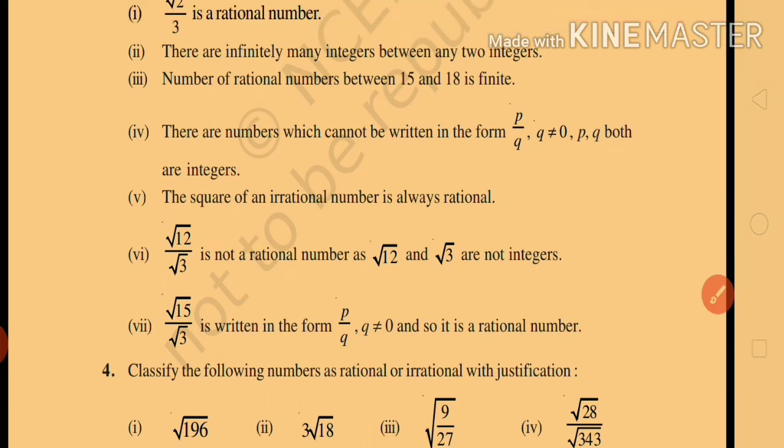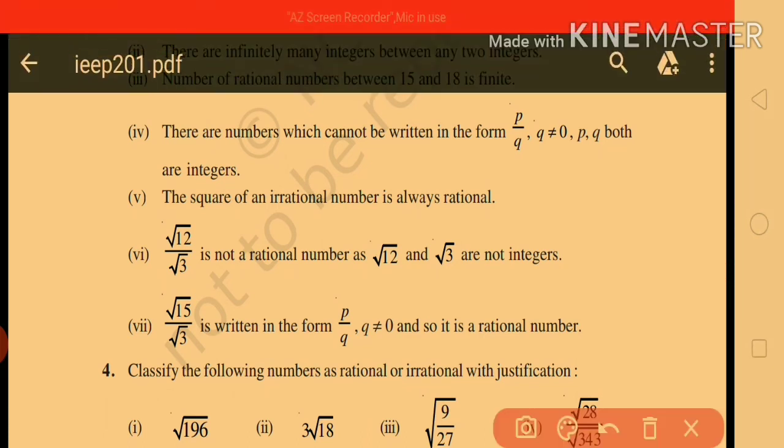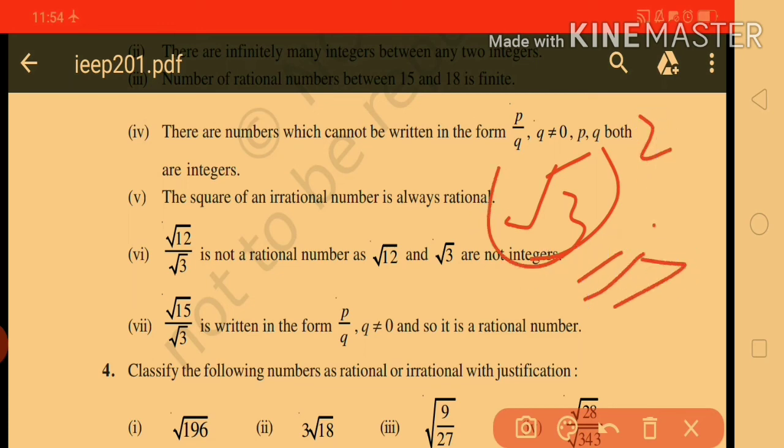The square of an irrational number is always a rational number. Let us take root 3. If you find the square of root 3, you will get 3. Yes, it is a rational number.